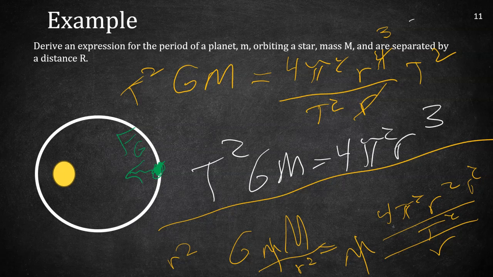Well, look at what we've done. We have r cubed and we have t squared. Those two are directly proportional to each other. T squared proportional to r cubed. We have just proved Kepler's third law of planetary motion. And that's how Isaac Newton did it, using his law of universal gravitation.